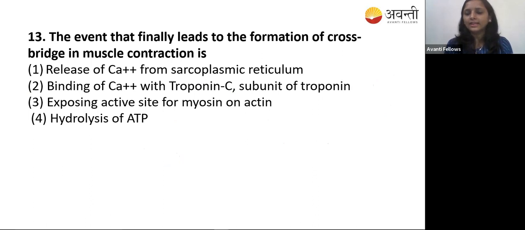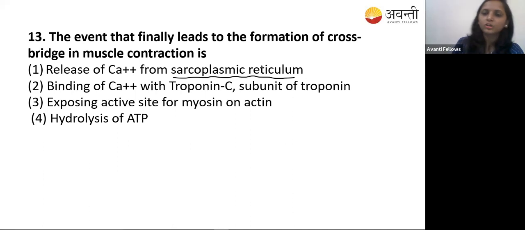The event that finally leads to the formation of crossbridges in muscle contraction. Just recall the chapter, locomotion and movement. The first thing is that the motor neuron releases the neurotransmitter. When it is released, excitation happens, and calcium ions are released from the sarcoplasmic reticulum. That is the first step.